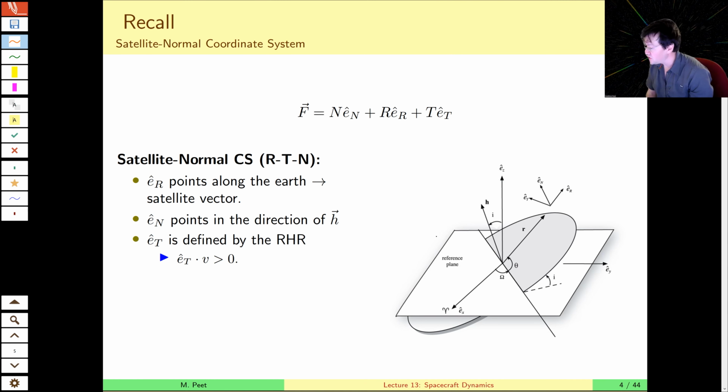Just a recollection, I think I hit on this earlier. We're going to decompose our force into RTN coordinates, N being perpendicular to the orbital plane. Here's the orbital plane, and N is perpendicular to that. R is in the radial direction, pointing outwards, and T is just the coordinate normal to both of those two. So what we've got to do is find the perturbation due to the Earth oblateness, and write it down in that RTN coordinate system.